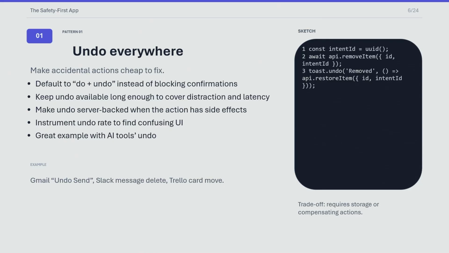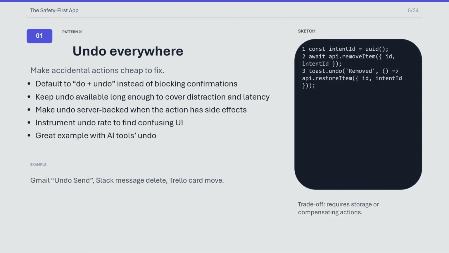From very simple stuff, like you can see from the code sketch on the right, it's showing, for instance, that you have a specific intent ID as UID, then you use the API to remove the specific item based on the ID, and then you have a specific toast that pops up and allows you to undo it and restore the item. So very simple stuff started from that.